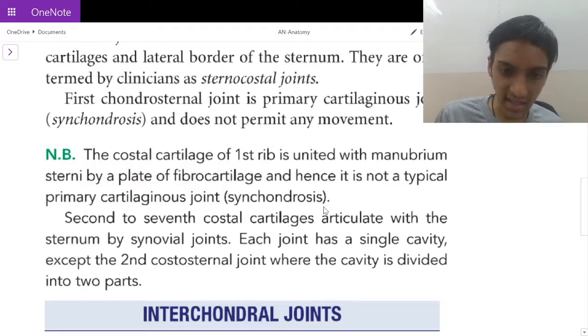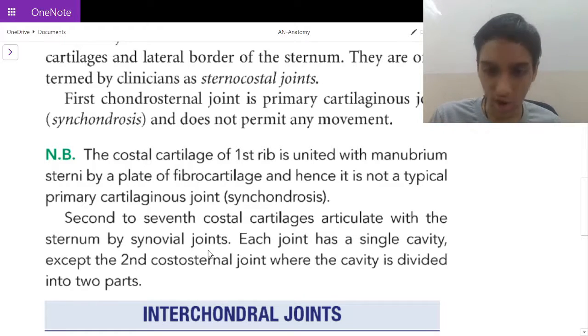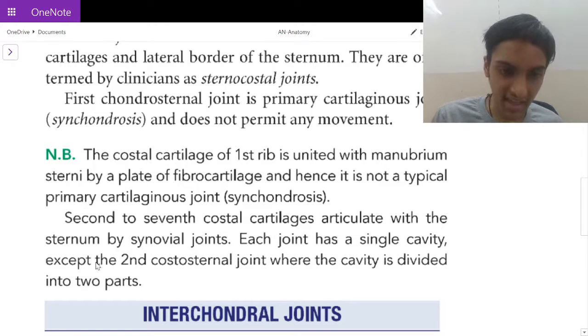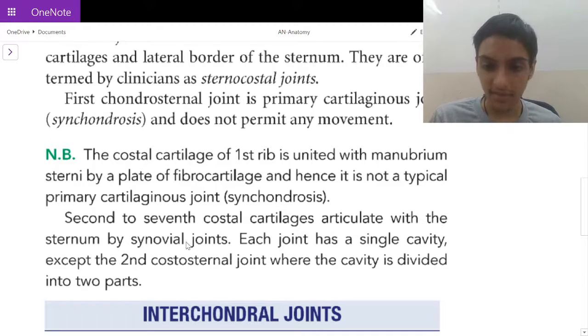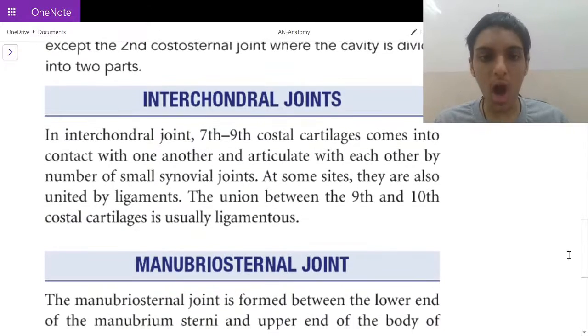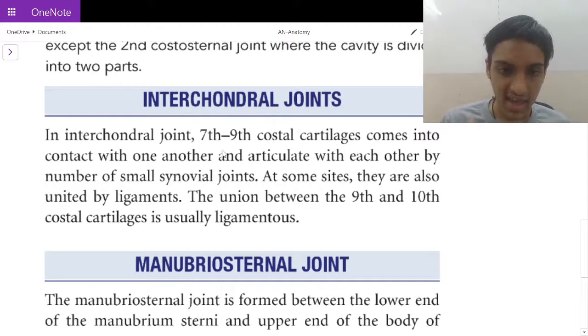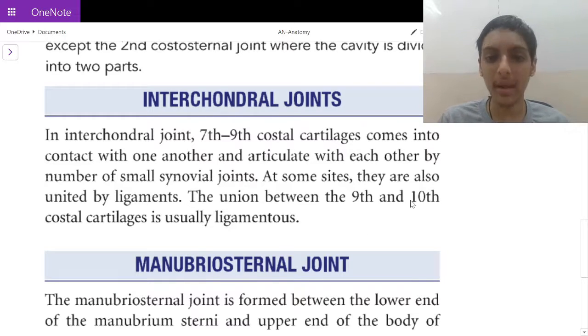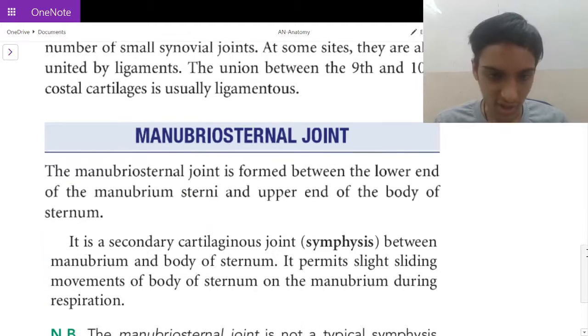Then the 2nd to 7th costal cartilages articulate with the sternum by synovial joints. There will be a cavity, except the second, where the cavity has two parts. And interchondral joints will be there between two costal cartilages, especially the 7th, 8th and 9th, and along with the 9th and 10th it is ligamentous. These are all very small synovial joints.